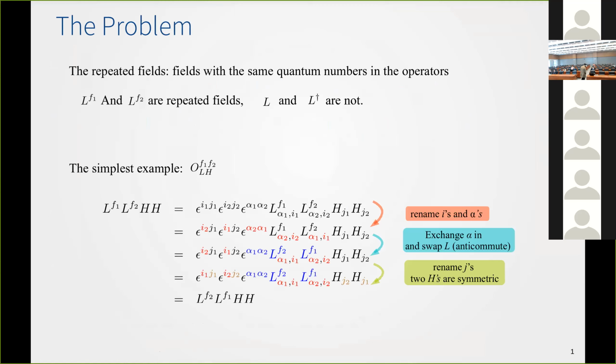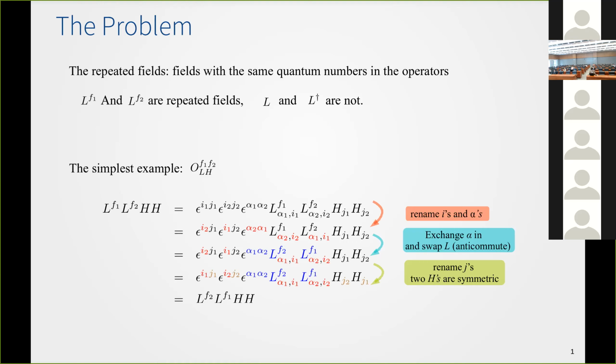Okay, let us start by defining the repeated fields in operators. The repeated fields are those fields with the same quantum numbers. In this sense, two lepton doublets with different flavor indices are repeated fields, while the L and L dagger are not. So let's take a look at the simplest SMEFT operator that contains the repeated field, the dimension-5 Weinberg operators.